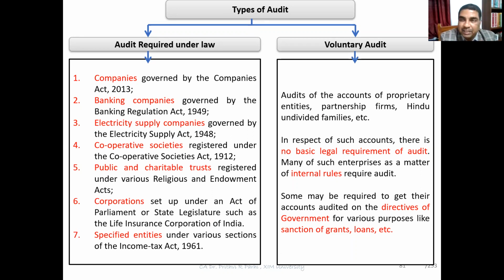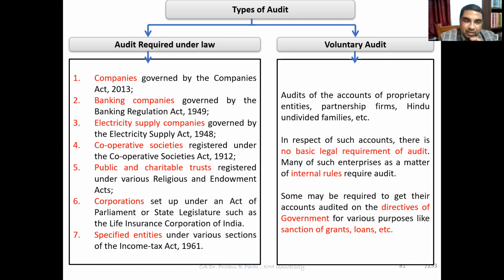And specific entities, that means the person may be an individual, maybe a company, maybe a firm, different types of entity, are also required to get their accounts audited under the provisions of the Income Tax Act 1961. The income tax law requires accounts to be audited if the turnover exceeds a certain amount, 1 crore, 2 crore, like this in different situations. So all these things you see, law or a particular act requires the accounts to be audited. Therefore, we can call all these types of audits statutory.